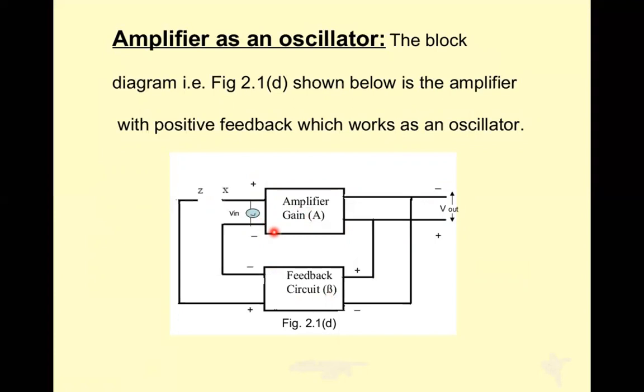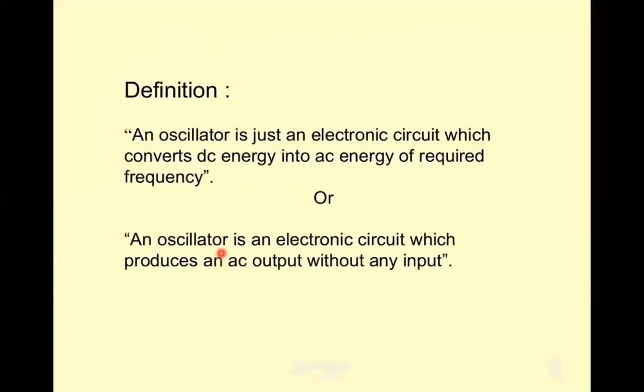As defined earlier, the circuit can be shown producing an output without any input just by removing the input signal, as shown in the next slide. So we were defining this oscillator in two ways. An oscillator is an electronic circuit which produces an AC output without any input.